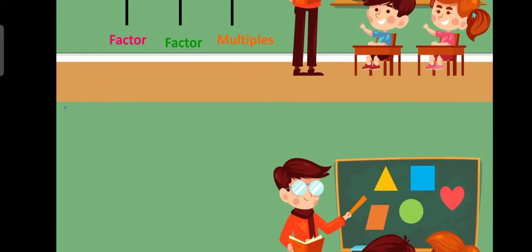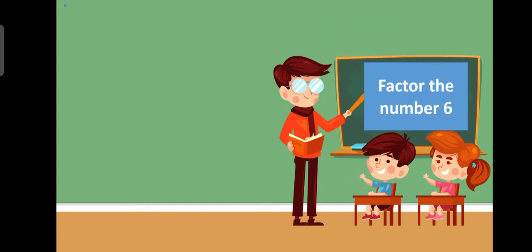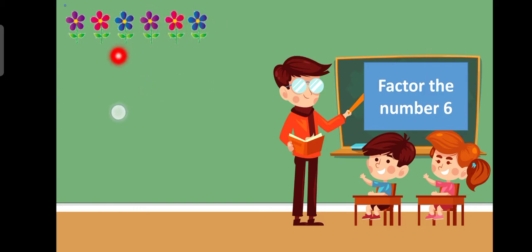Now we have some examples. If I ask you to find the factors of number 6, and I give you flowers to represent 6, you will arrange them in an array. In the first array, we have one row. In the row, 1, 2, 3, 4, 5, and 6. 6 columns, one row and 6 columns. So it will be 1 by 6.